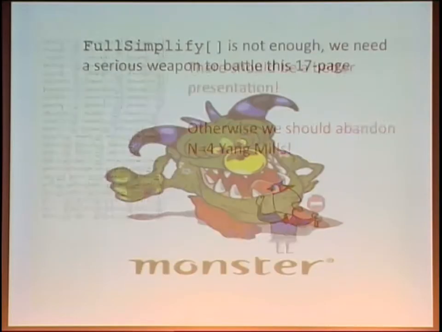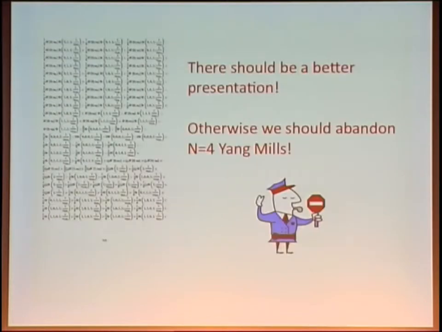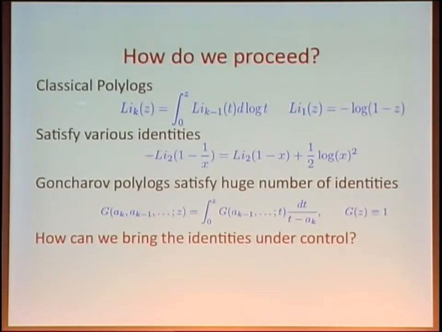Now, what appears in this monster is a more complicated function. These are called classical polylogs, but there's something more general, called Goncharov polylogs. Classical polylogs are defined by recursion like this, and for Goncharov polylogs you can put some parameters here. For a equals 0, you get classical polylogs. For a equals plus or minus 1, you get what are called harmonic polylogs, and for those there are also packages which take care of these identities.